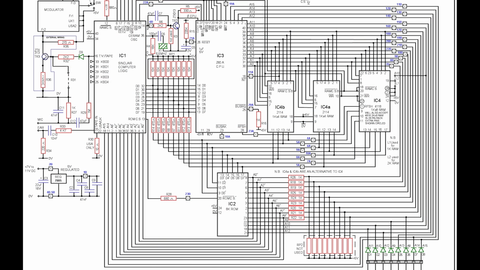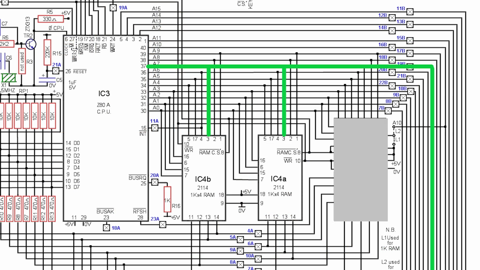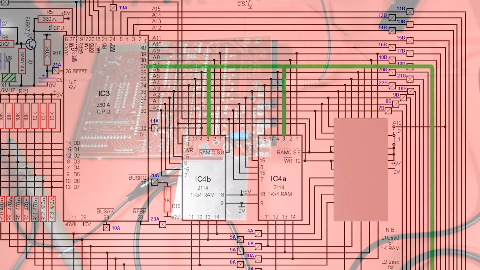What does that leave? Let's have a look at the schematic. I've highlighted A7 so we can see all the chips that it touches. Note that in the top right there, we either have IC4 or IC4A and 4B. On this particular board, we've got 4A and 4B, so deleted IC4. We've excluded the ULA as the problem. We've excluded the ROM chip as the problem. So let's zoom into what's left. We've got the CPU and the two RAM chips. So logically, we're going to check out these RAM chips next.